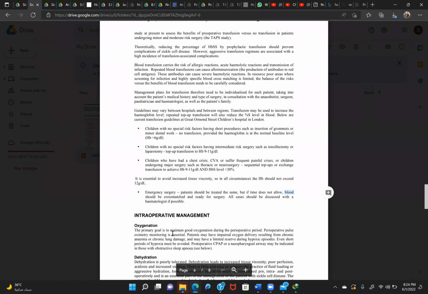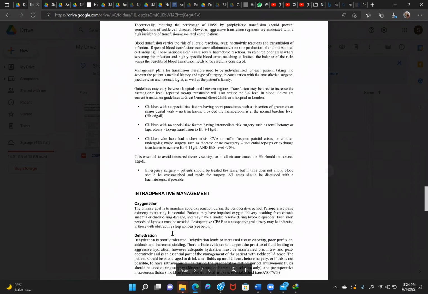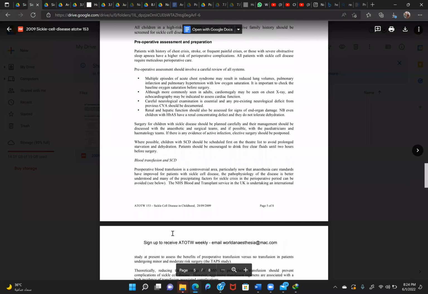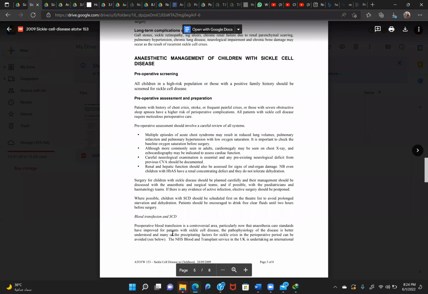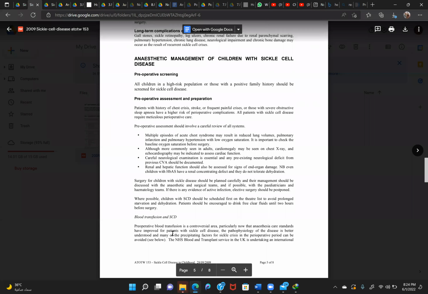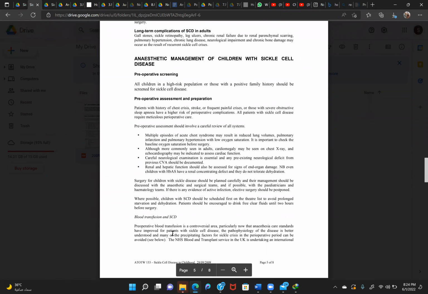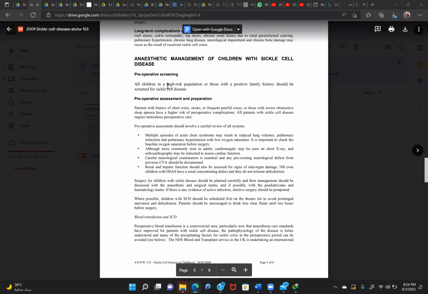There are some concerns related to exchange transfusion, and what specialty would you like to refer this patient to? Remember one thing, when they ask this question in the oral exam, just have a few words. What should be the preoperative hemoglobin S level? The target preoperative level is less than 30%. This is one thing. What else?